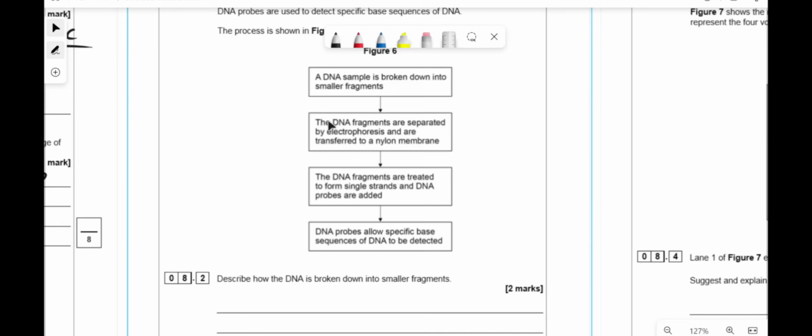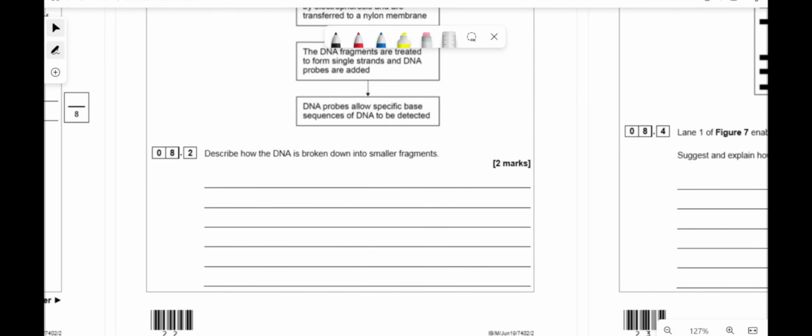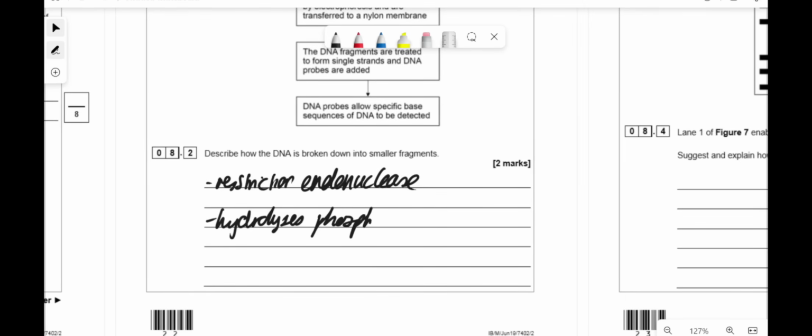So a DNA sample is broken down into smaller fragments. The DNA fragments are separated by electrophoresis and transferred to a nylon membrane. The DNA fragments are treated to form single strands and DNA probes are added. DNA probes allow specific base sequences of DNA to be detected. Describe how the DNA is broken into smaller fragments. So this is where you use restriction endonucleases. Whenever we talk about enzymes doing anything in any context, always talk about the site at which it works if possible, and also the bonds broken. So this is a restriction endonuclease, and this hydrolyzes phosphodiester bonds at specific base sequences. That's the target. So, for example, the target of lipase is lipids, and it's breaking down ester bonds, and so on.